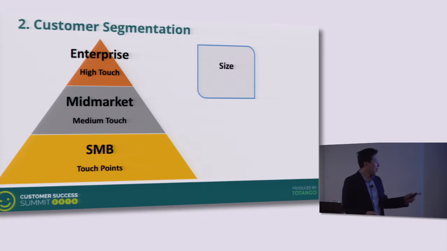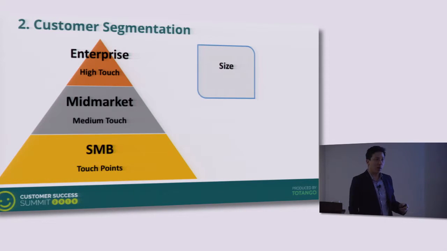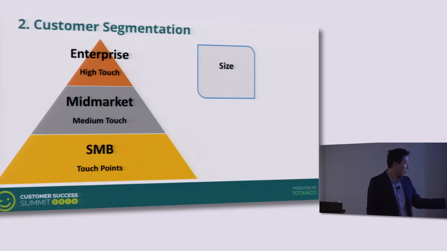You guys have all seen this, right? The customer segmentation triangle. I'll just go over it really quickly. Your enterprise customers, these are your named accounts, right? Your high touch, whether it's weekly or daily or whatever the cadence is. Then your mid-market, your medium touch. And what I want to concentrate on is the small and medium business customers, and we're going to talk about our touch points and our tech touch.